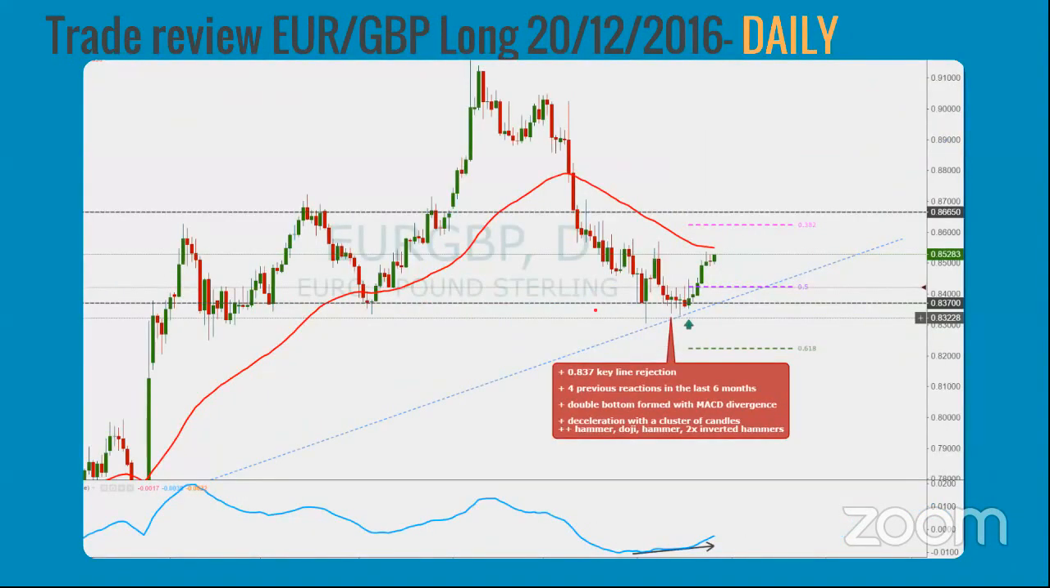Okay, so the next one that I'll analyze for people is the Euro Pound long, which was taken on the 20th of December in 2016. I guess this is the last trade I'll be talking about today.